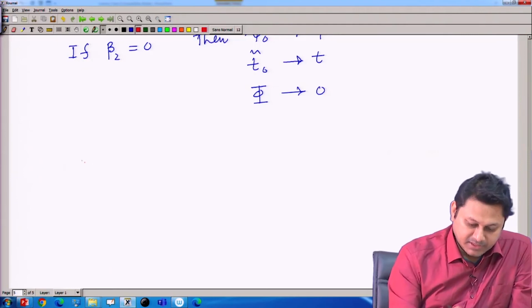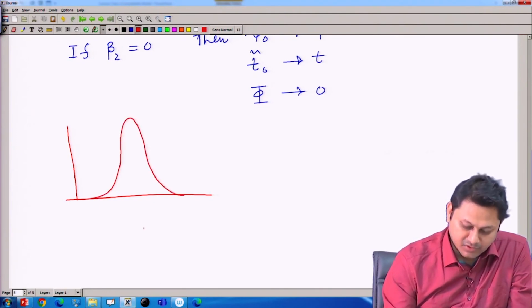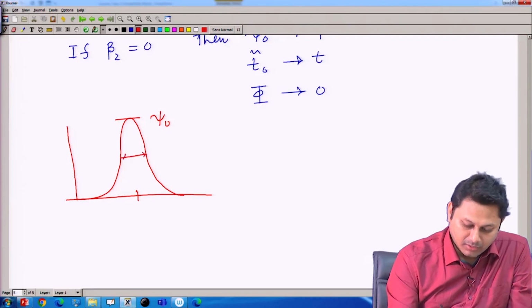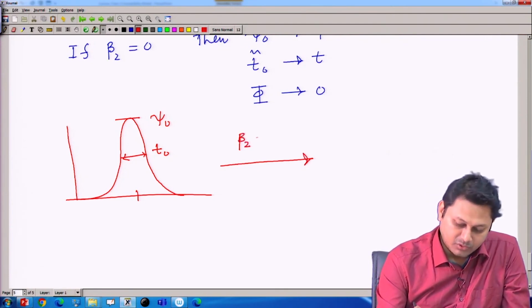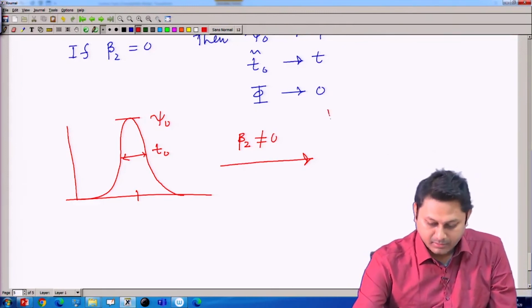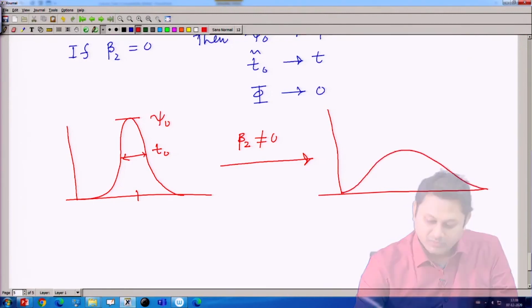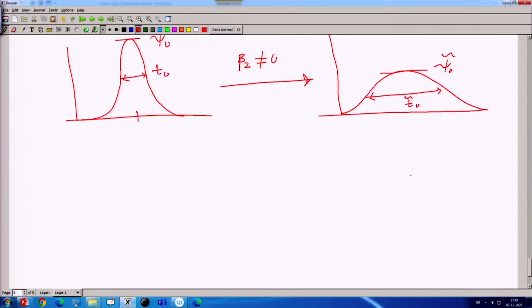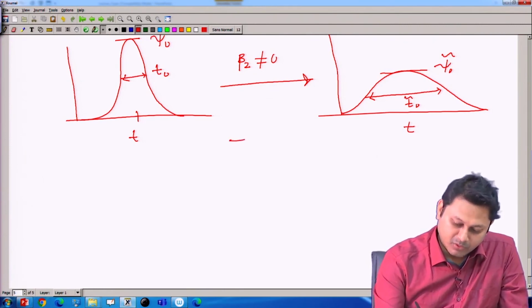So, what is the physical interpretation of that? The physical interpretation is, if I launch an envelope, suppose this is a Gaussian envelope, with peak amplitude psi 0 and width t0. When it propagates into a dispersive medium where beta 2 is not equal to 0, what happens? There will be a broadening of the envelope. So this value is now my psi 0 tilde, and this value is my t0 tilde. This is in the time domain, and this is moving. So this temporal broadening is happening.